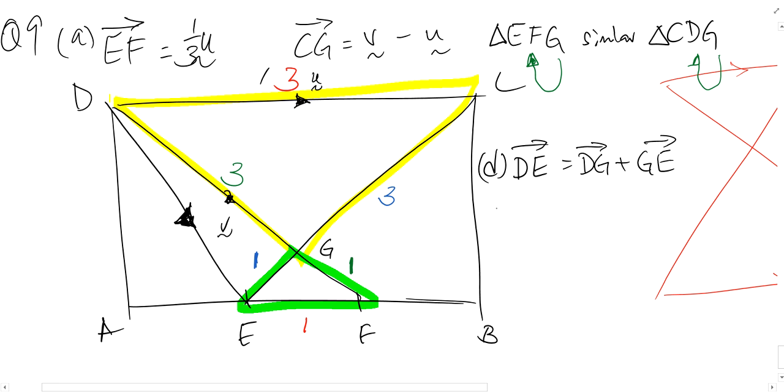Do we know any of these vectors already? DG? The 3 to 1 is the ratio of the magnitudes. DG, do I know DG? Yes, it's V, it's given in the question already. Plus GE. G is over here, the green color portion.